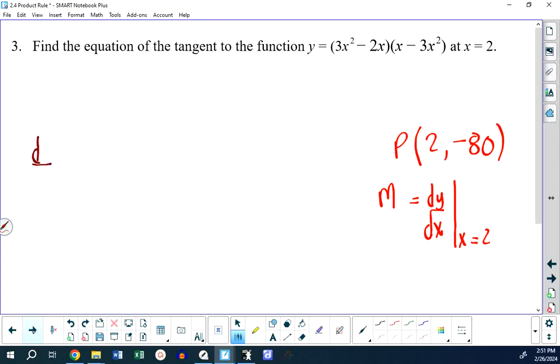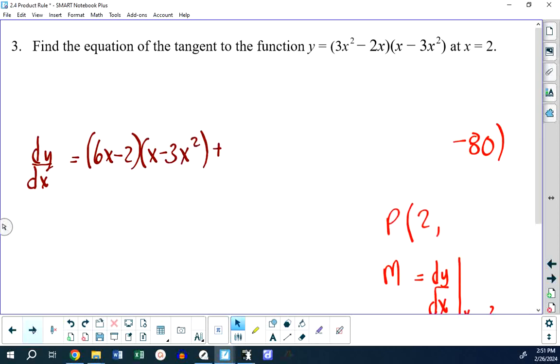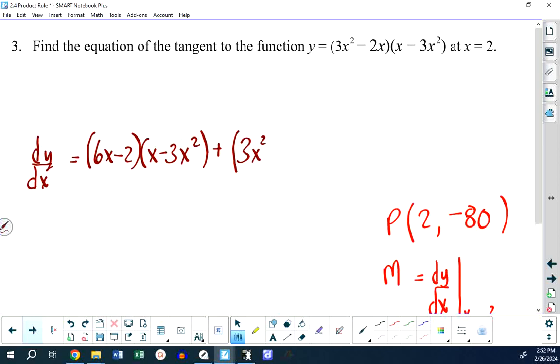Piece of cake. dy dx is equal to the derivative of the first times the second plus the first times the derivative of the second. I'm just going to move this stuff out of my way. You probably have more room on paper than I have up here.